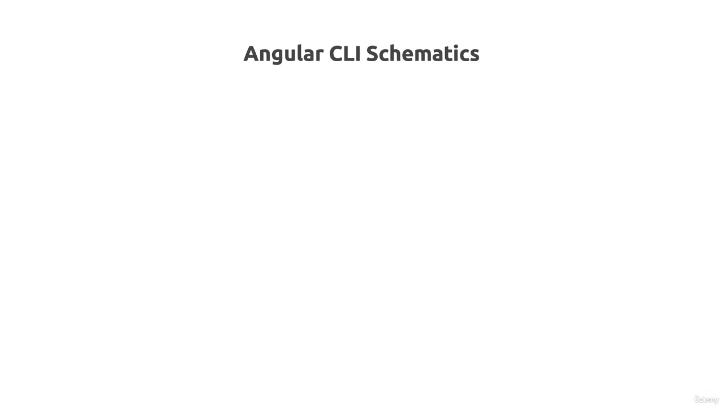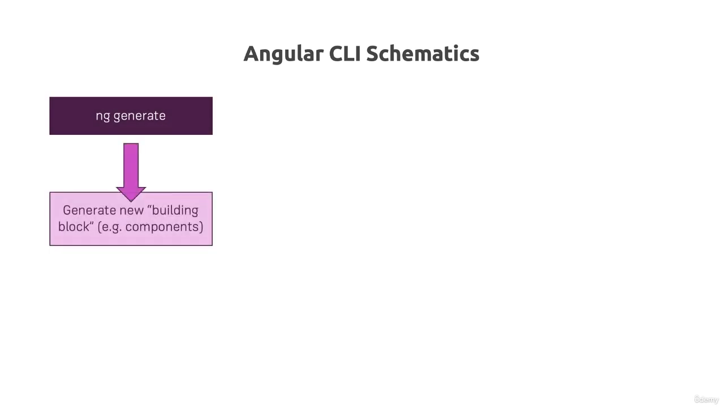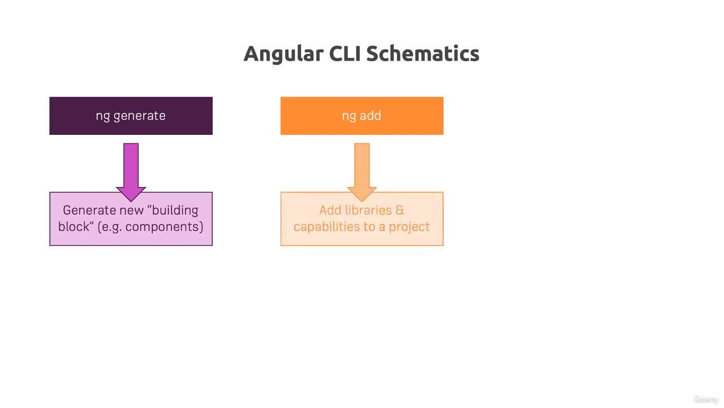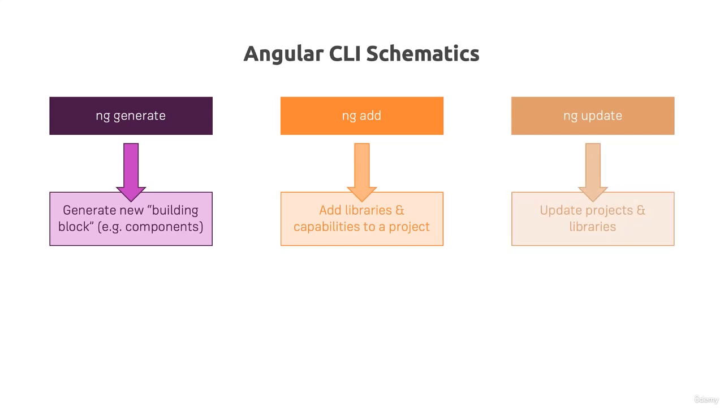What are Angular CLI schematics? Schematics are a powerful tool or a concept introduced by the Angular team, or specifically by the Angular CLI team. Schematics are basically blueprints which certain Angular commands can pick up. And for example, you can have schematics for ng generate to generate new building blocks in your app, like components, for ng add, which we hadn't had a closer look at yet, for adding, for example, libraries or certain capabilities to a project, and ng update for keeping your project up to date.